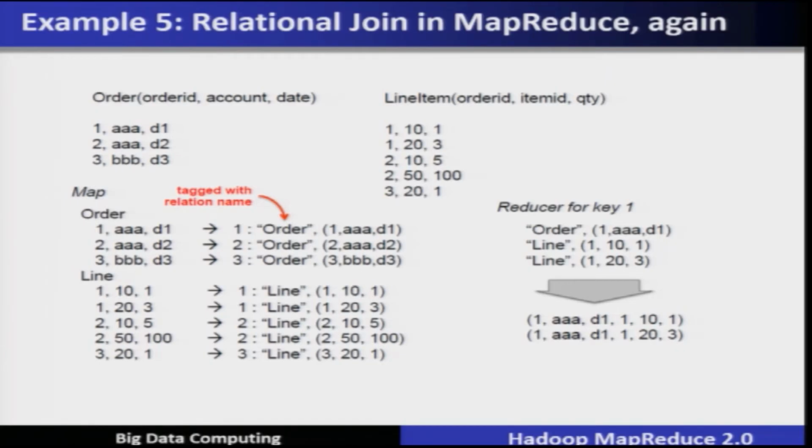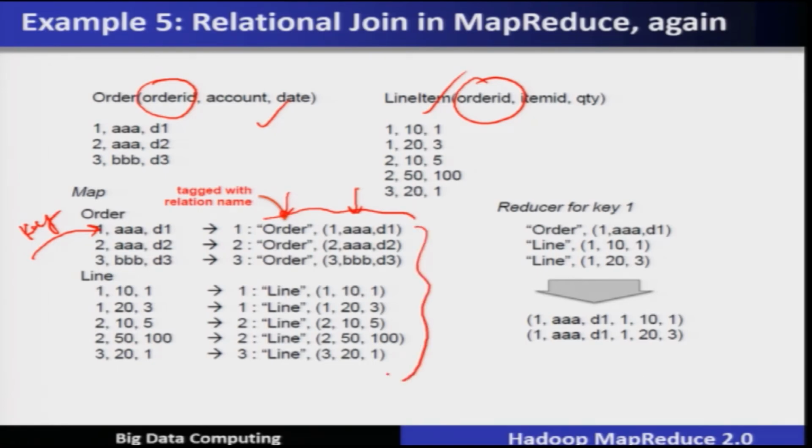Now, if you take another example, let us say that we have two different tables. One is the order table, the other is the line item table, and their tuples are listed over here. With the map function, we have to join around order ID, so order ID will become the key. The map will emit the key and all the corresponding values, that is the name of the table and the corresponding tuple, for both the tables.